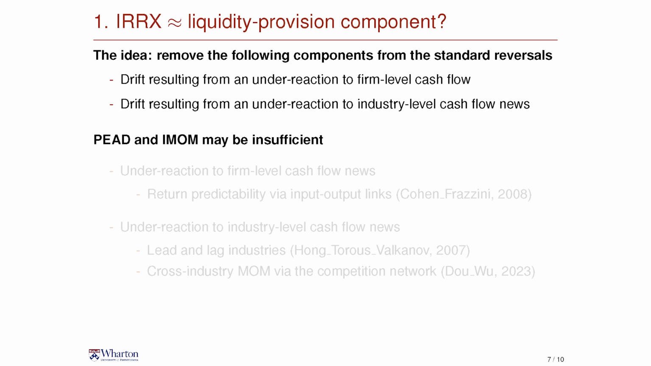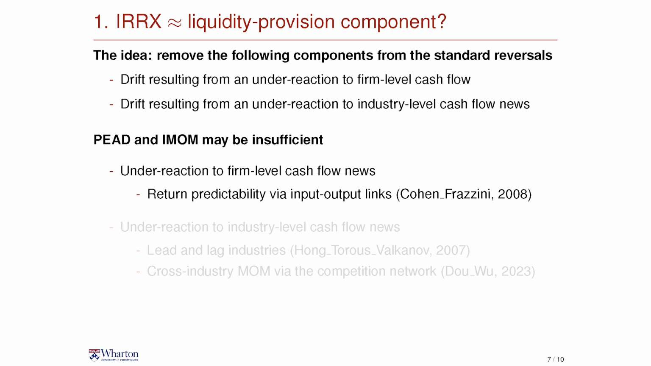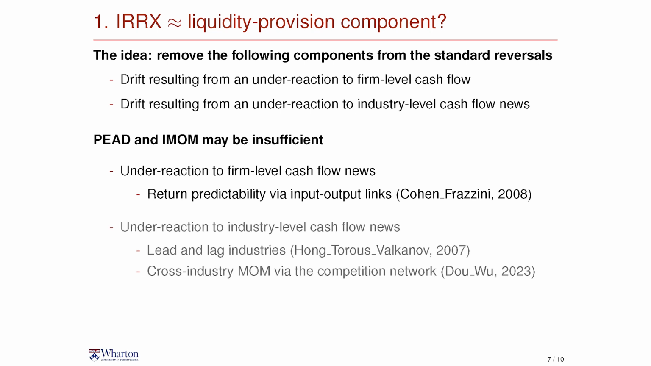Because for the past decades, we see in the asset pricing literature that there are other cross-firm or cross-industry news-driven drifts. At the firm level, we know the famous paper by Cohen and Frazzini, right? Think about the cross-input-output links news-driven drift. And across industries, it can go back to Hou and his co-authors, the lead and lag industry drift. And my recent work with my co-author Wei Dou, we identify and show cross-industry momentum via the horizontal competition network. So I would suggest the authors also remove this component, and see whether they can make the Sharpe ratio of this IRRX even higher.